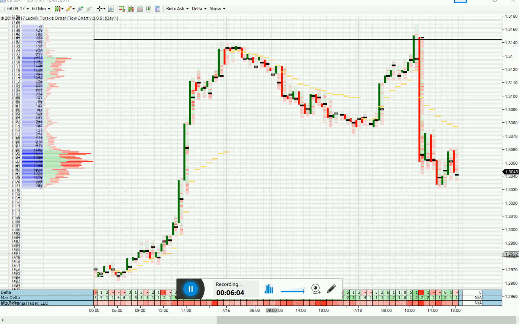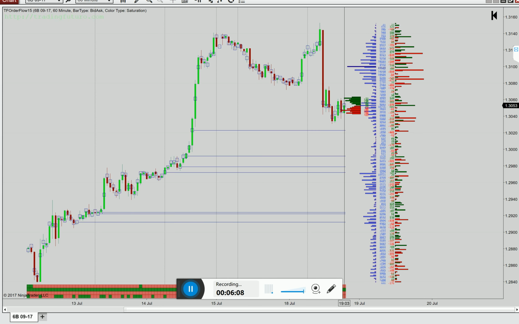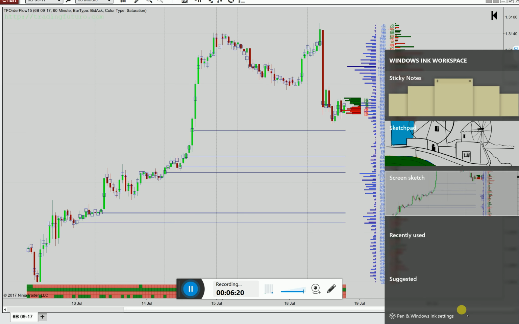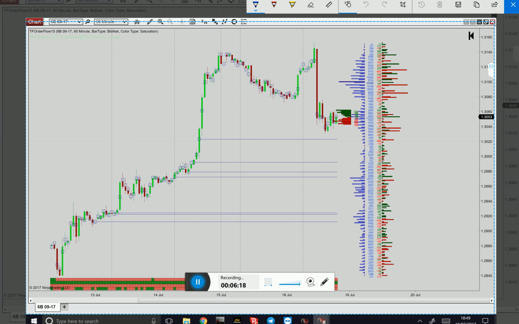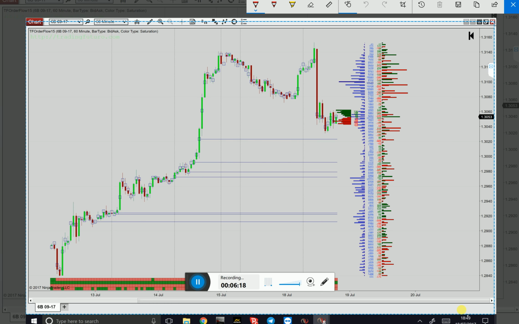So if you can switch over to the same chart, you can see this is the same chart, but this is now on NinjaTrader 8. Let's have a look at this. Again, now we're seeing the same levels. Sorry, 1 second. Let me just increase my thickness.